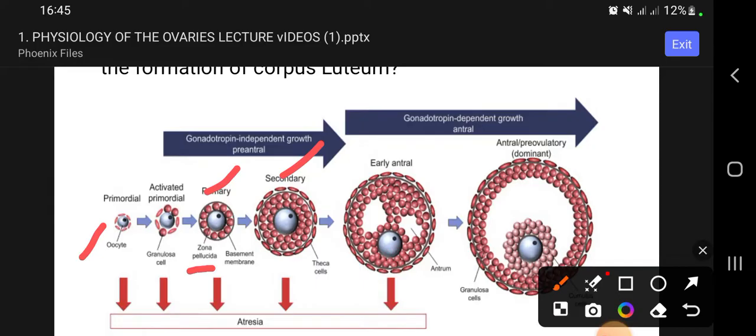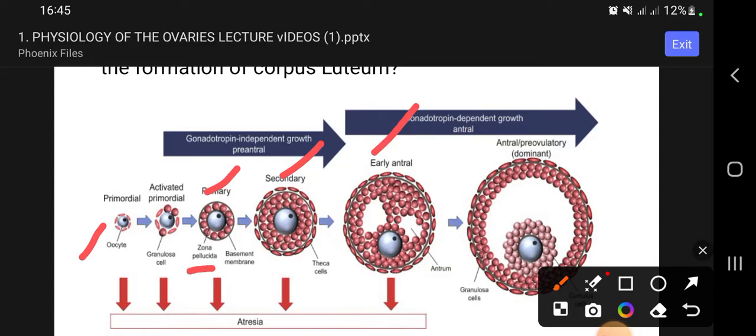After that, we have the secondary follicles which are formed. Multiple layers of granulosa cells will form around the oocyte, and the theca cells will also differentiate into theca interna and externa layers. The follicle will begin to secrete estrogen. Remember, the theca cells are producing androgens, and the granulosa cells are converting the androgens produced by the theca cells into estrogen. So in secondary follicles, we are going to see production of estrogen.